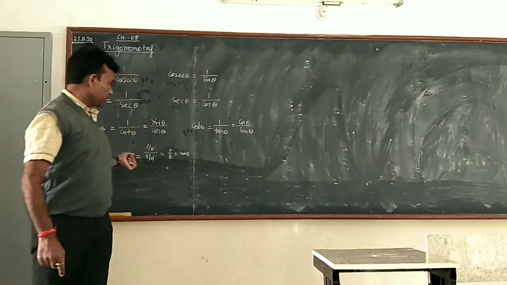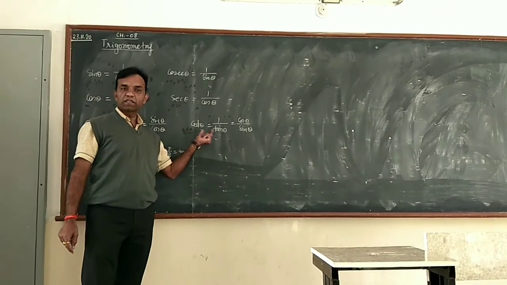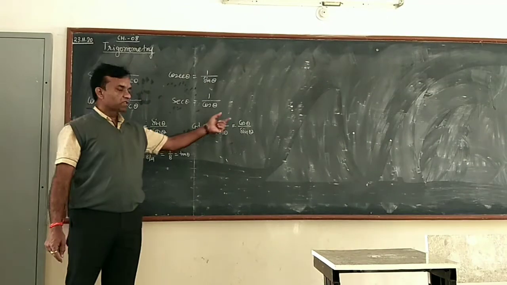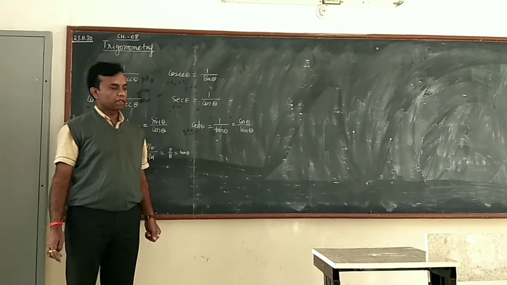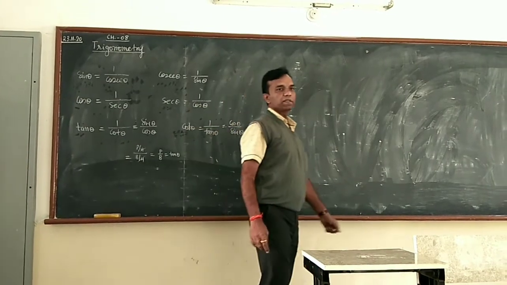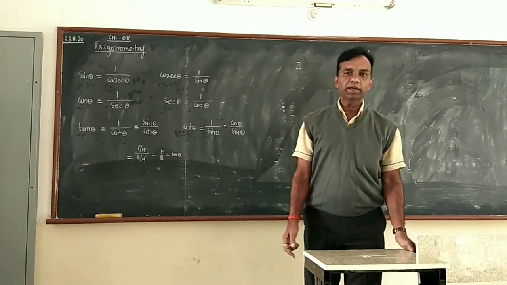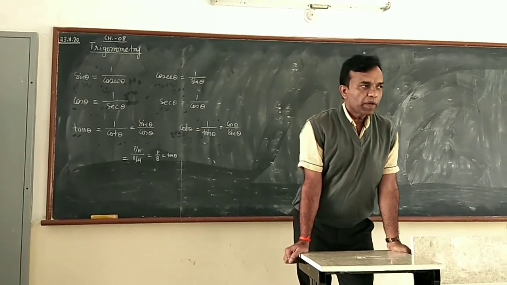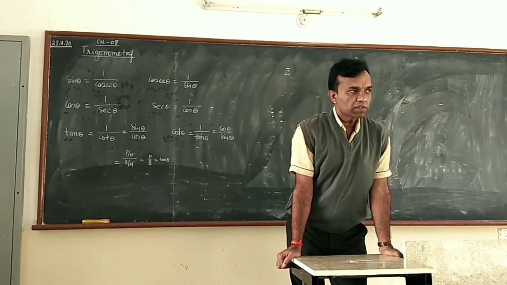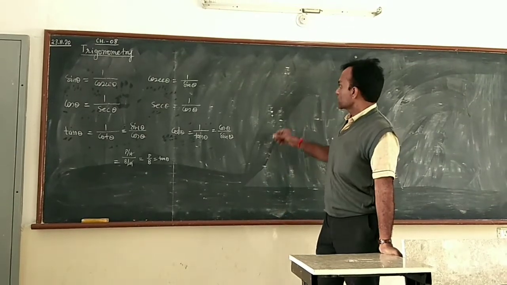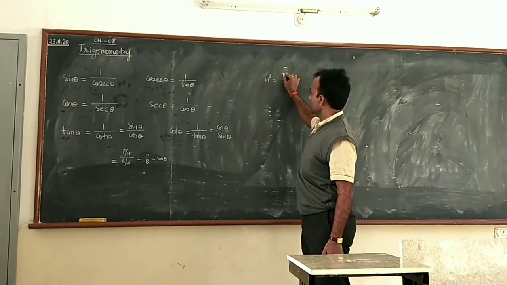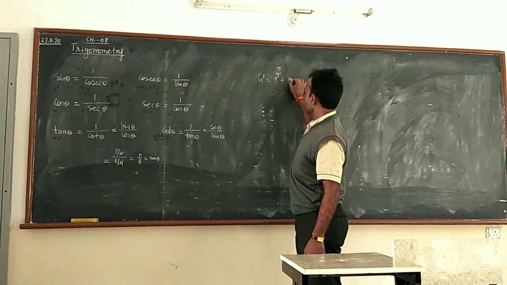Similarly, the same you do for cot theta. It is the reciprocal of tan theta, and it is the reciprocal of sin by cos, so you can write here cos by sin. Okay, and then now we have the trigonometrical identities. How many trigonometrical identities? That depends on your Pythagoras theorem. Everybody knows Pythagoras theorem. What do you mean by Pythagoras theorem? Hypotenuse square is equal to perpendicular square plus base square.